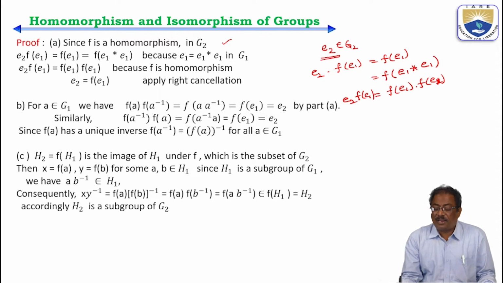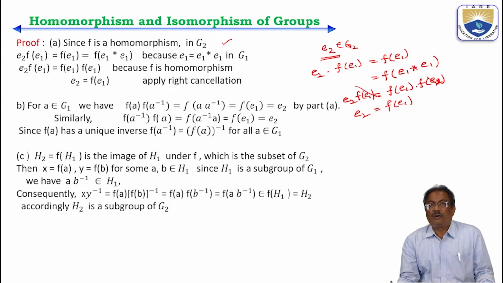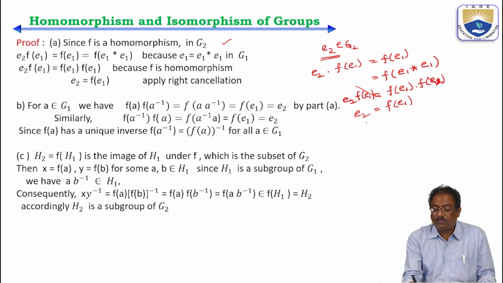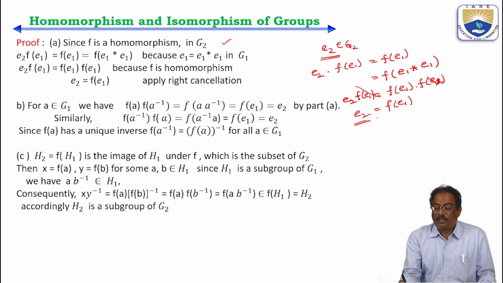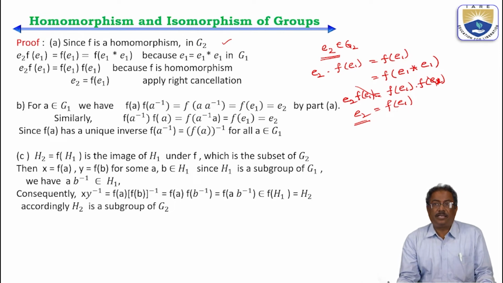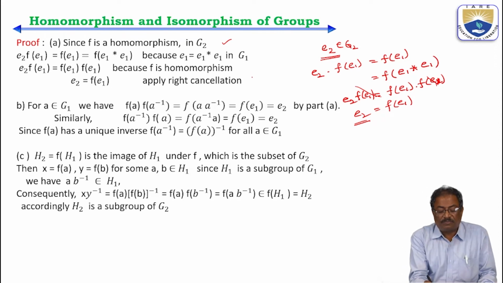So now apply the right cancellation law. Then we get e2 is equal to f of e1. So the image of the identity element is nothing but the other identity element. f of e1 is equal to e2, that means e1 is mapped to e2. So this is the first one.